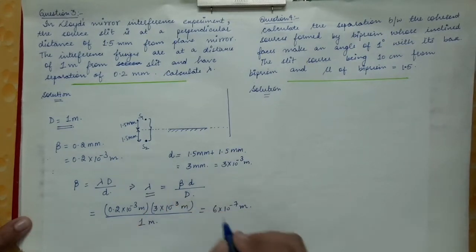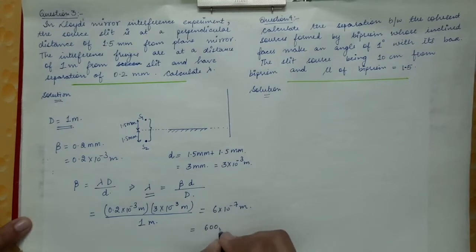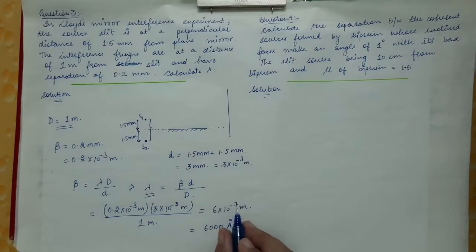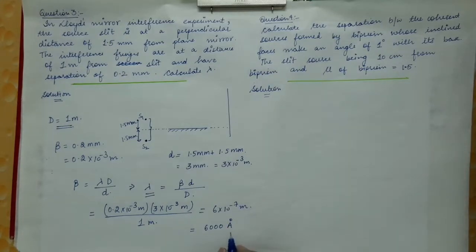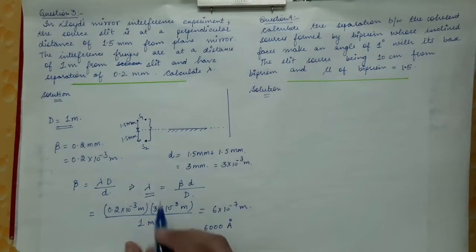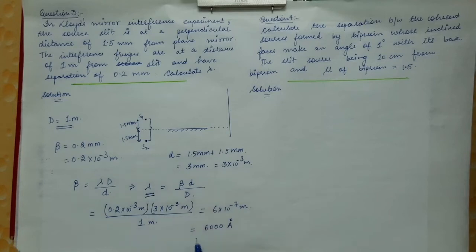So lambda comes out to be 6 into 10 power minus 7 meters, or you can say it will be equal to 6,000 Angstrom. So it will be equal to 6,000 into 10 power minus 10 meters, and 10 power minus 10 meters is nothing but 1 Angstrom. So the wavelength lambda will be equal to 6,000 Angstrom.